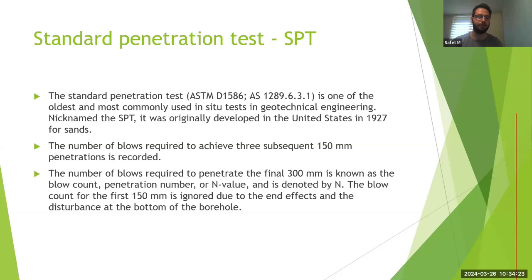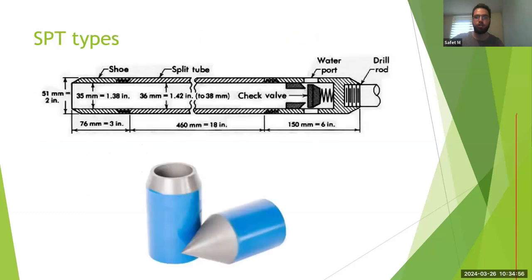Basically, the number of blows required to achieve three subsequent 150 millimeter penetrations is recorded. The number of blows required to penetrate the final 300 millimeters is known as the blow count, or penetration number, or N value, and it's denoted by N. The blow count for the first 150 millimeters is ignored in order to avoid the effect of the disturbance at the bottom of the borehole.